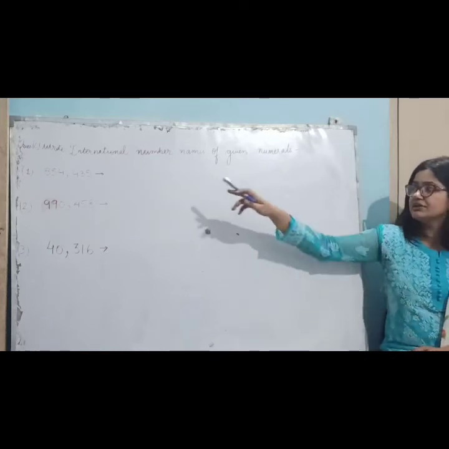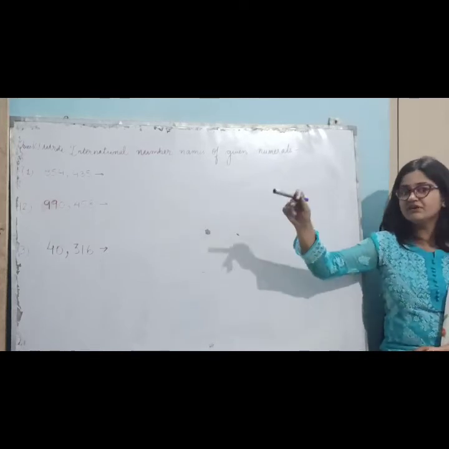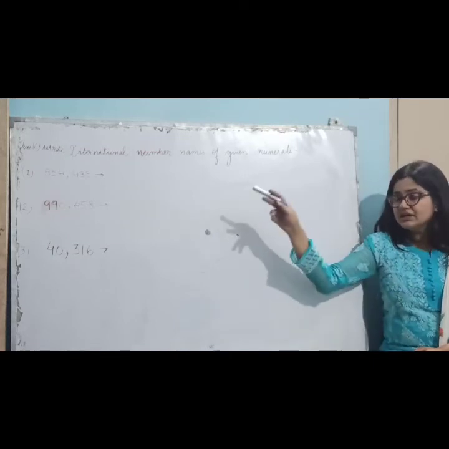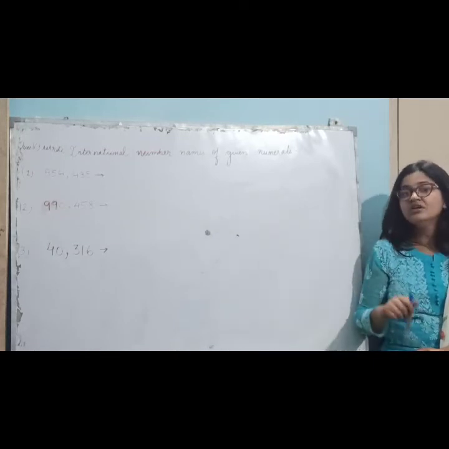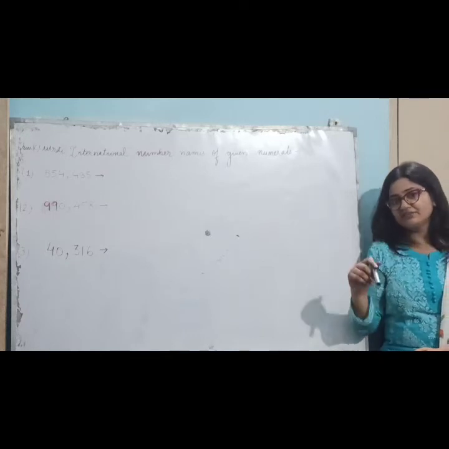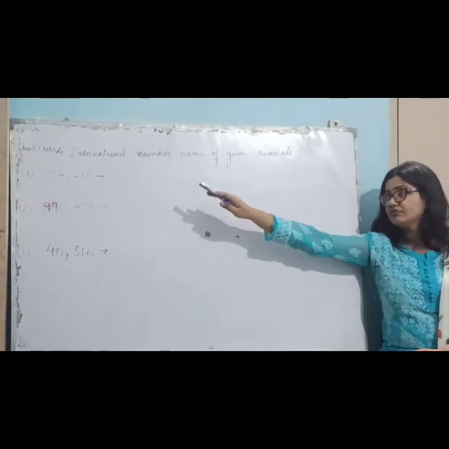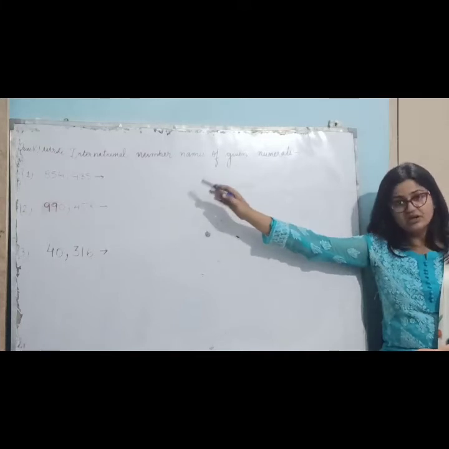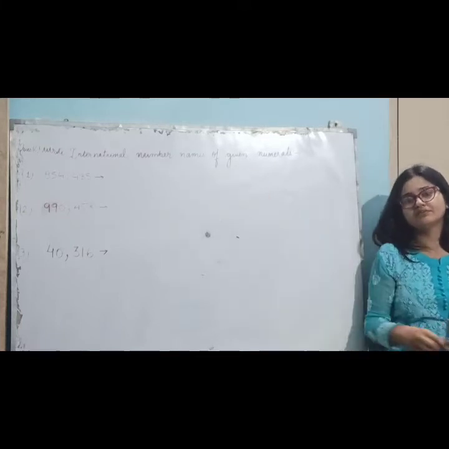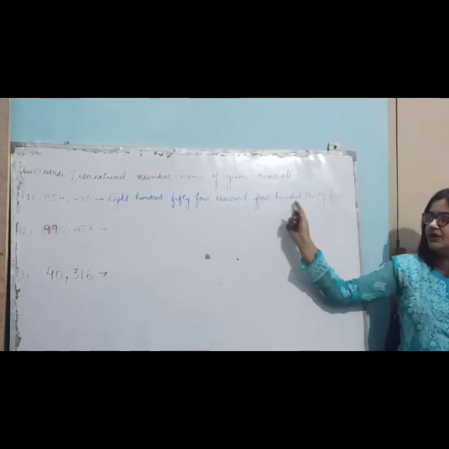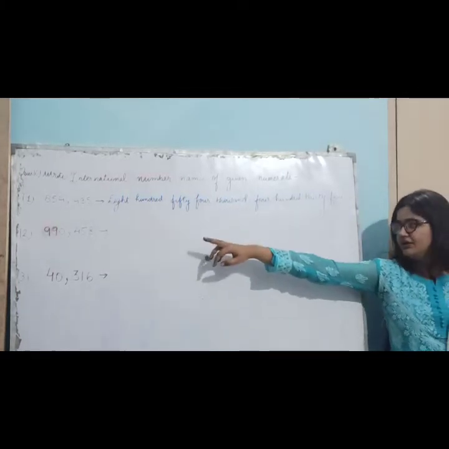Okay, now let's see. 435 is in the hundreds group and 854 is in the thousands group. So how are we going to read it? 854 we read as 854, in the thousands group. So we will write 854 thousand 435.